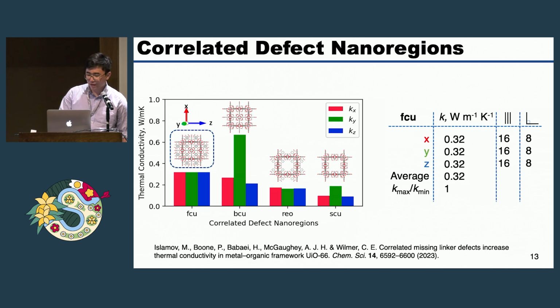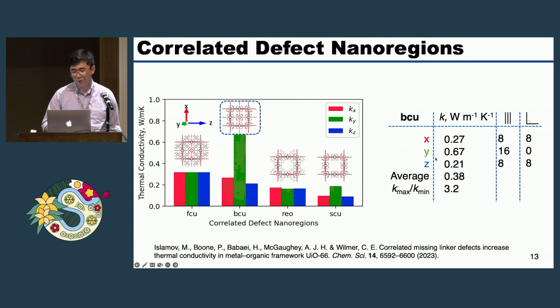So the first one is the fcu topology, the pristine UiO-66. Here I also showed the number of parallel and perpendicular linkers in each direction, because they are important to understand some of the results here. And it's isotropic because the number of heat transfer pathways is equivalent in all directions. In the bcu missing linker correlated defect, something interesting happened. In the Y direction, you see an improvement in thermal conductivity, but there's a decrease in thermal conductivity in the other 2 directions. But overall, it had higher thermal conductivity than the pristine case.